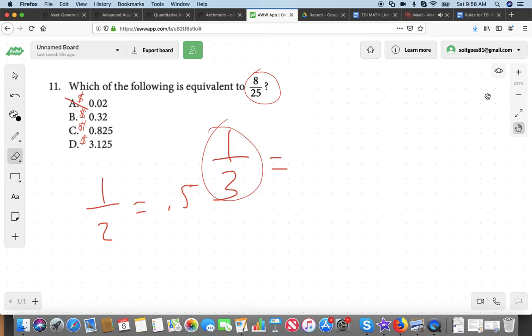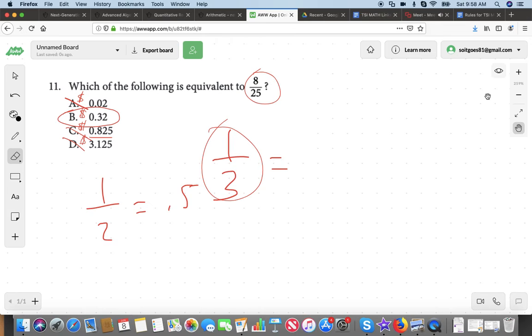But look at answer choice C. That's bigger than half. It's way bigger than half. Look at D. That's not a third of a dollar. That's 3 times a dollar. Answer choice B. It's B. Yeah, which is what we said.